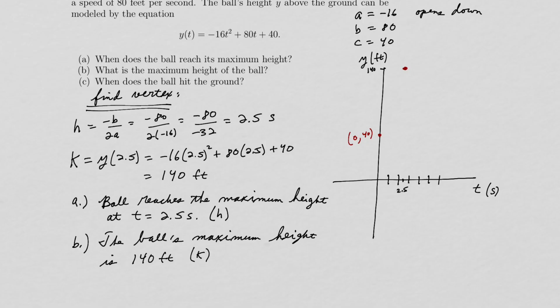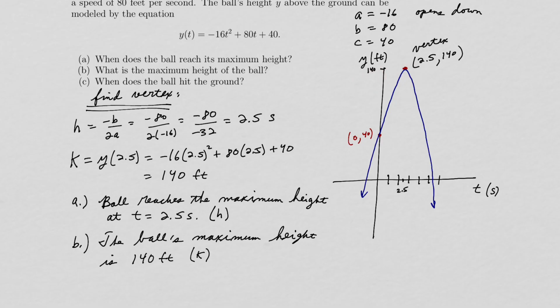And then the parabola is going to look something like this, right? It'll go up, come back down. Something like that. Okay. So by finding the vertex here, which again was (2.5, 140), we've answered the first two parts of the question. When does the ball reach the maximum height? When the time is 2.5. What is the maximum height? That's the k. It's 140 feet.